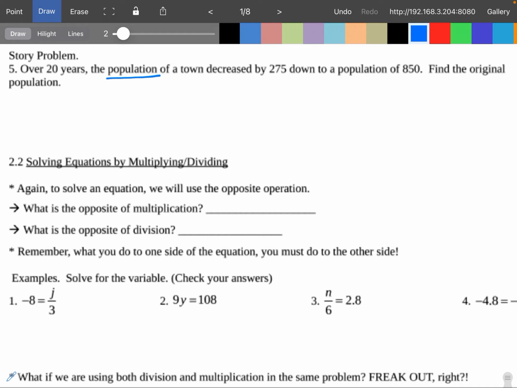So let's use for the population here, what variable should we use? P, good. P. And then we've got decreased, so what operation is that? Good, subtraction. And it decreased by 275, so we put the 275 in right here. And that's got to be equal to the current population after the decrease, which is 850. So there's the 850 right there.